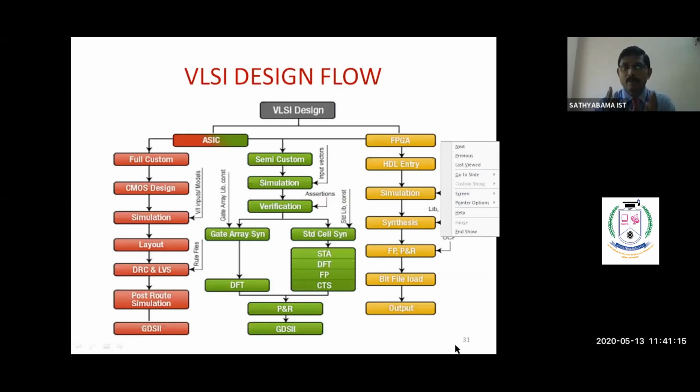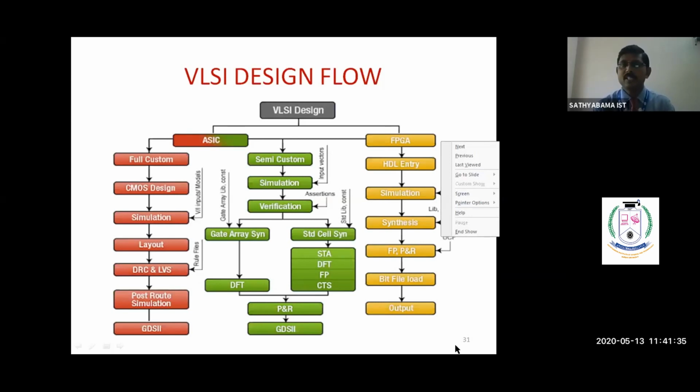So at the time of making the layout, for example, the width of the polysilicon should be 2 lambda. The width of the metal layer is 3 lambda, and the space between one layer and another layer should be 1 lambda. Whether these rules are maintained or not, we can check through the DRC, that is the design rule checker.